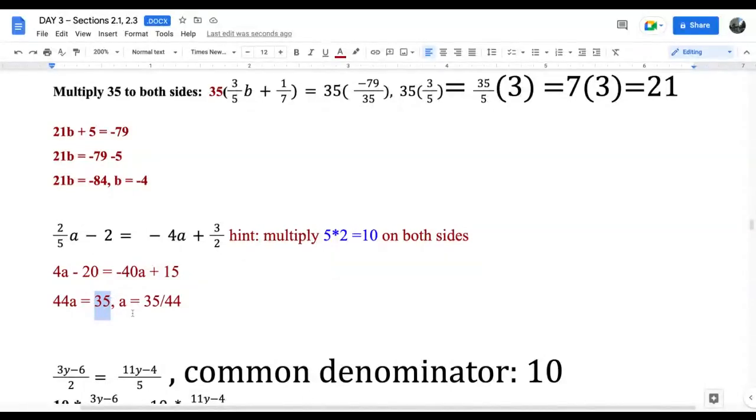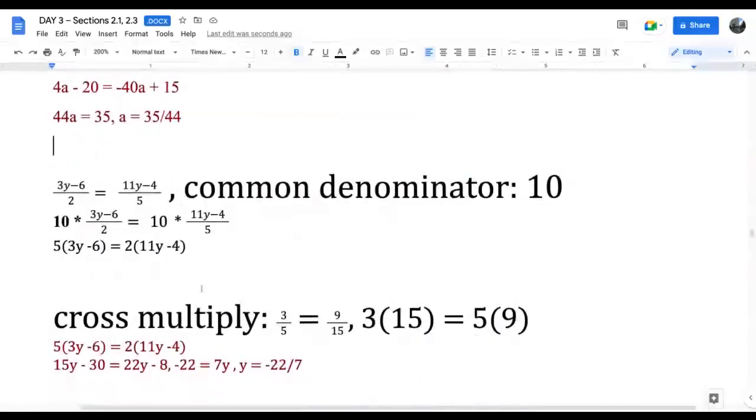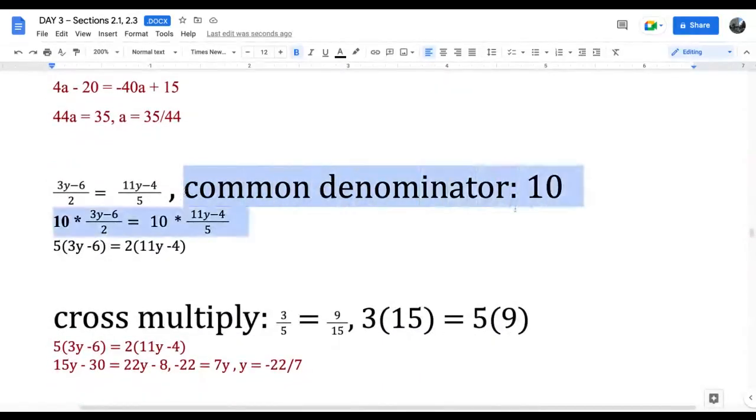Then we divide by 44 on both sides. So a equals 35 divided by 44. Anyone has any questions so far? Okay, let's keep moving. Why is this so big?